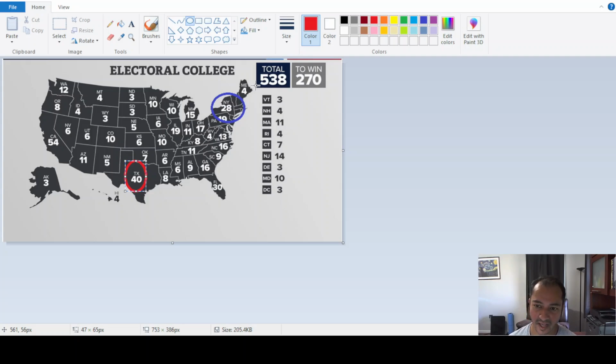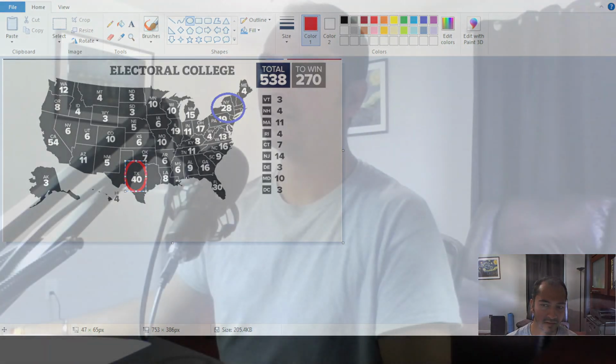So now let me get back to my original screen. Okay, so basically what we saw is how the electoral votes and the electoral seats play a factor in the voting of the presidential candidate. Now, what about the popular vote?